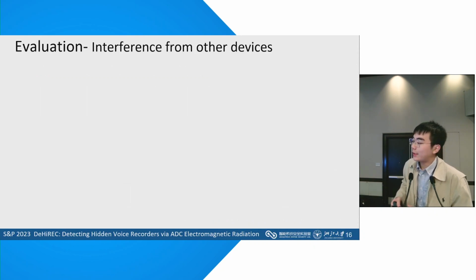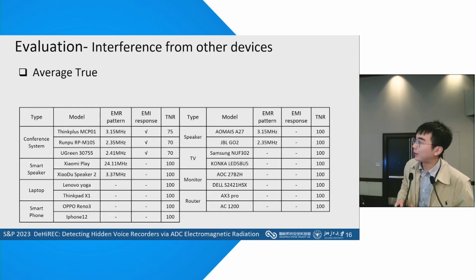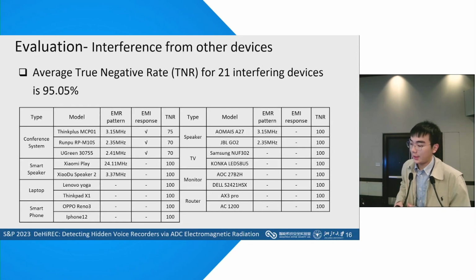And we also tested interfering devices to evaluate the system's true negative rate. We selected some of the other types of devices, and we found that most of them do not respond to our stimulation, and the average true negative rate is 95%.